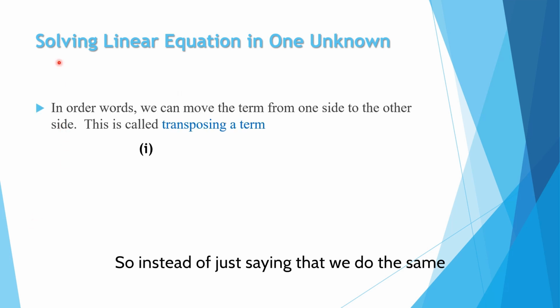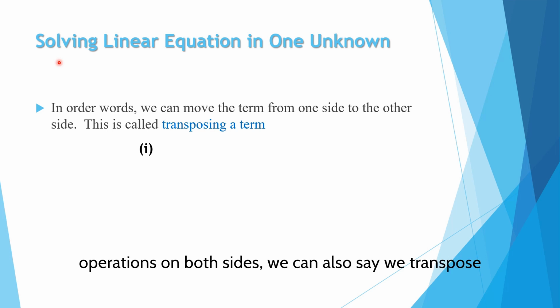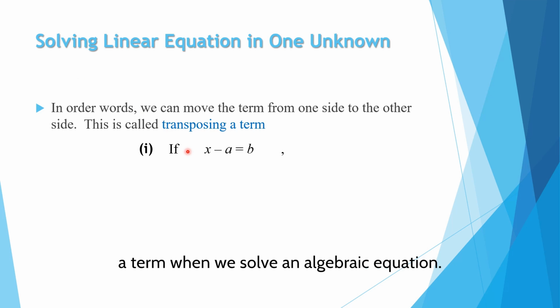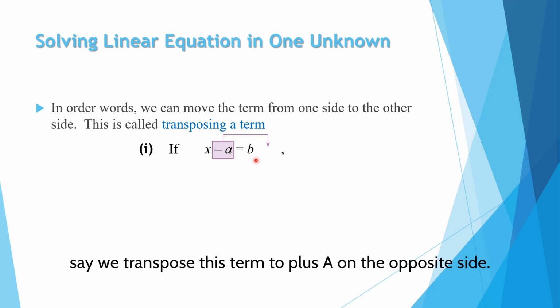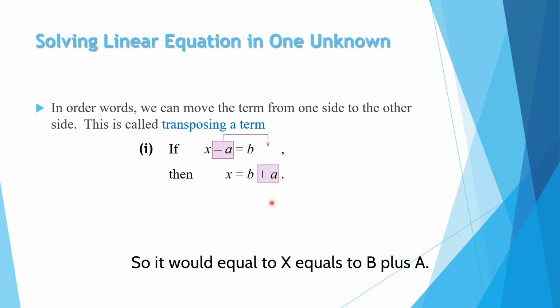So instead of just saying that we do the same operations on both sides, we can also say we transpose a term when we solve an algebraic equation. Let's take this as an example again. If x minus a equals b, we can say we transpose this term to plus a on the opposite side. So it would be x equals b plus a.